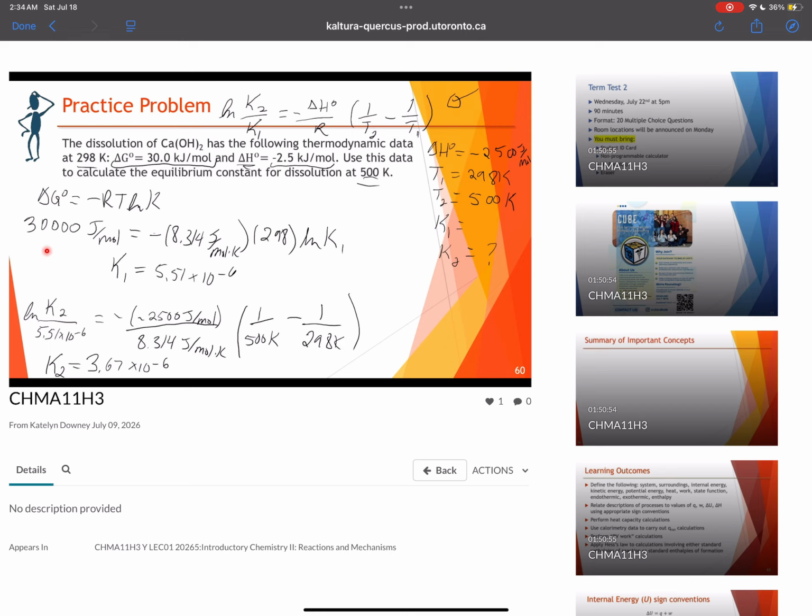And as you copy this down, I'm just going to emphasize one last time, it might be really tempting if you're in a test setting and you're looking at the formula sheet to go, oh, here's a way to relate temperature and K and delta G. You cannot use this for anything but 298, okay?